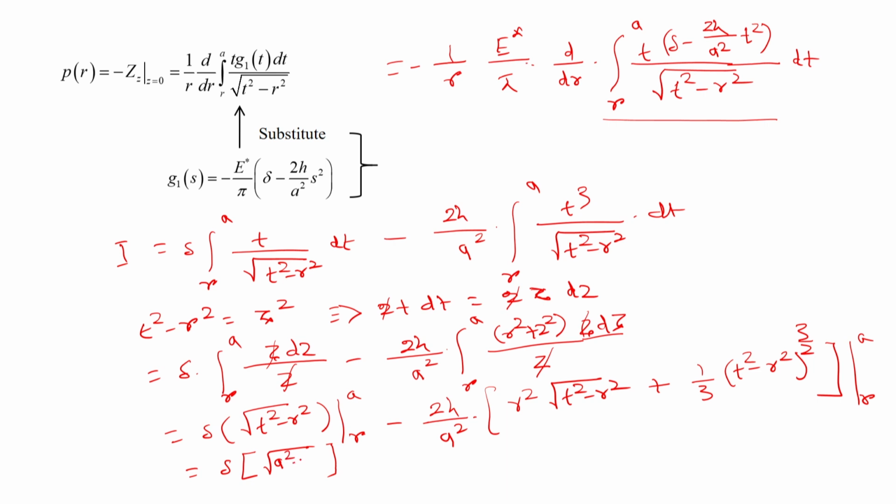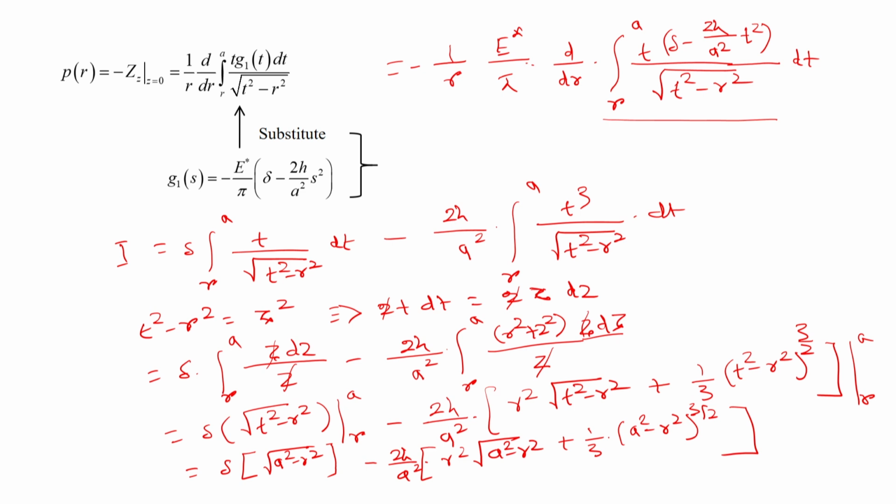So, it will be a square minus r square, and therefore it is minus 2h by a square. This means in place of t I will write a. So it is r square here and square root of a square minus r square plus 1 by 3 here. Let me see what will be if I write t is equal to 0, that is fine, plus 1 by 3 here, and instead of t here I will write a. So it will be a square minus r square to the power 3 by 2, that is it. So that is what we will get here, this quantity I.